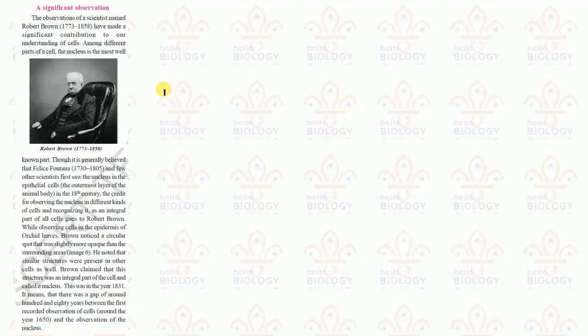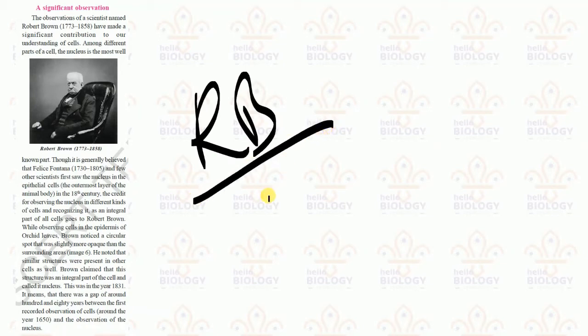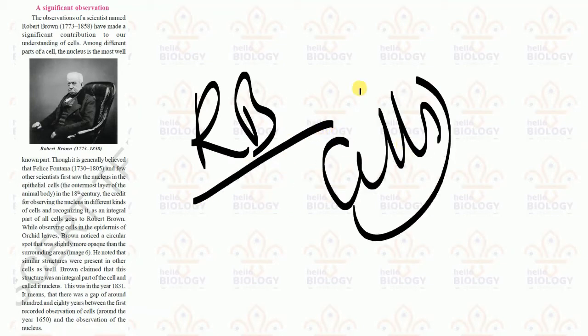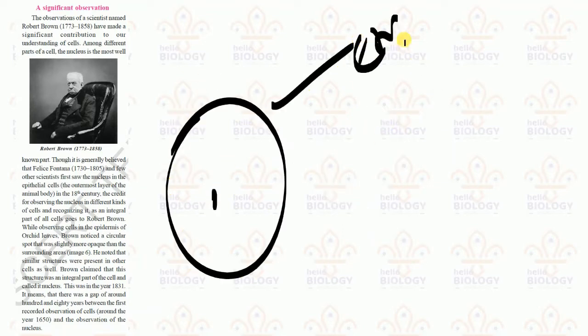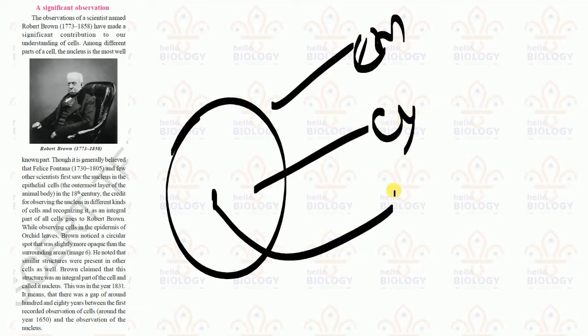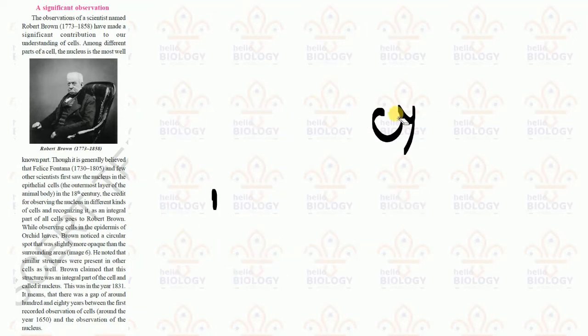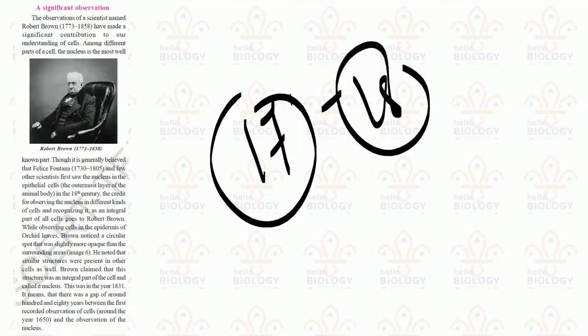Now we will see the observations of the scientist Robert Brown. Robert Brown made a significant contribution to our understanding of cells, and we also came to know the parts of the cell. What are the parts of the cell? Cell membrane, cytoplasm, nucleus. Most of the cell parts were known through Robert Brown's discovery. He lived between 1773 and 1858.